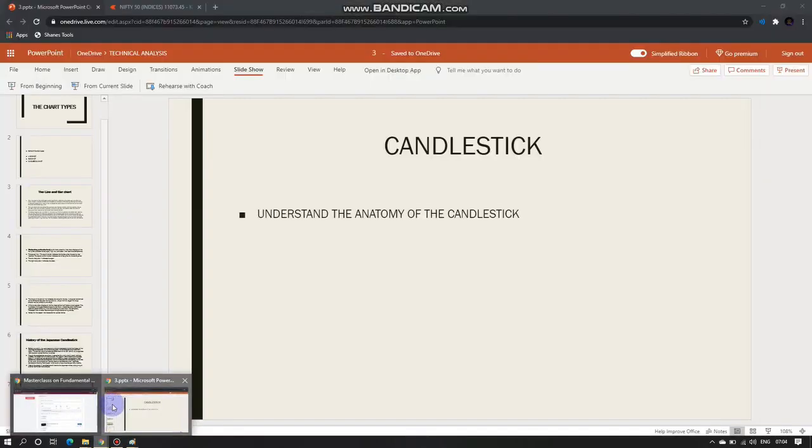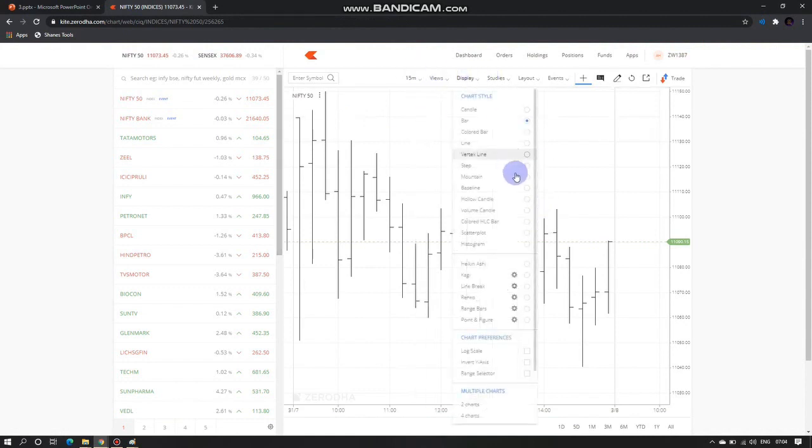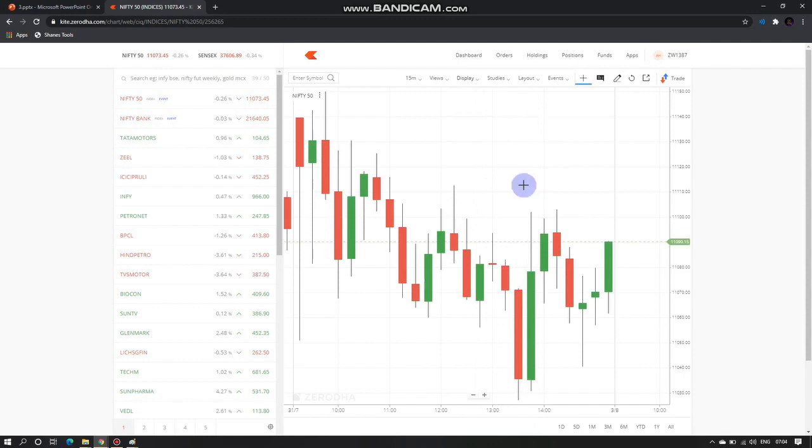Let me show you on the chart. Now we'll just remove this bar chart and select candlestick. This is a typical candlestick chart. Let's consider this example. This is a red candle. So it opened here, made a high here, and made a low here, and ultimately closed here. Red candle means a bearish sign.